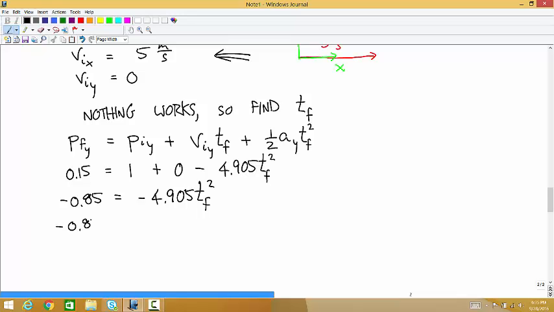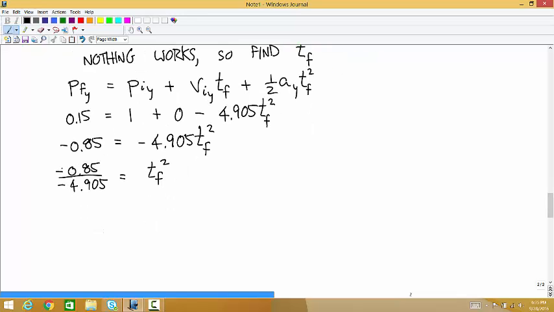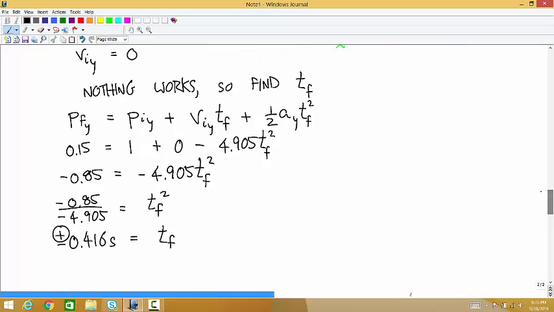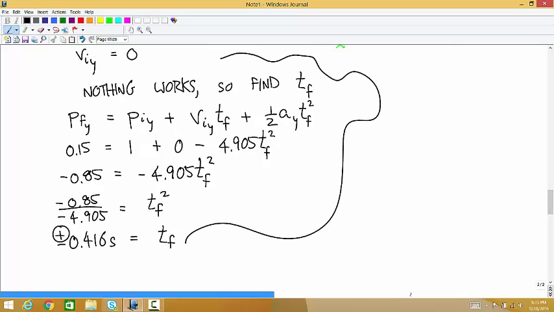So negative 0.85 divided by negative 4.905 is equal to TF squared. So this ends up being positive, and then you can take the square root and you get 0.416 seconds is equal to time final. And since we took the square root, that can be positive or negative. This is a time, so we know that we have to take the positive one. Okay, so now that we know this, we can chalk this up as one more thing we know.